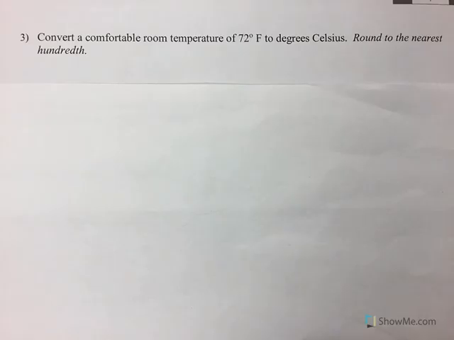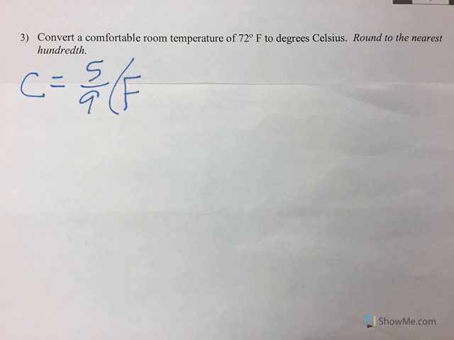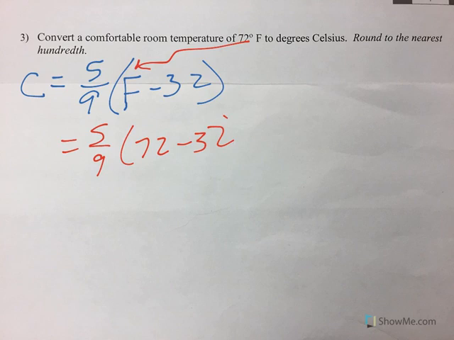Convert a comfortable room temperature of 72 degrees Fahrenheit to degrees Celsius, and round to the nearest hundredth. Okay, so now we're trying to find Celsius. So C equals 5/9 times F minus 32. I take this degrees Fahrenheit and plug it in for F. So I have 5/9 times 72 minus 32.